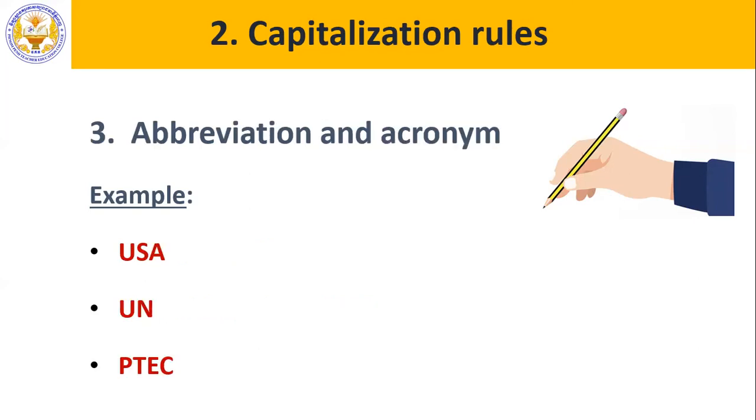3. Abbreviations and acronyms. For example, USA, UN, Penh. So we capitalize all the letters of abbreviations and acronyms. We have a lot of abbreviations and acronyms in English. We have, like, EU, WC, we use a lot, right? Make sure you know what the full words for WC are. It's water closet.